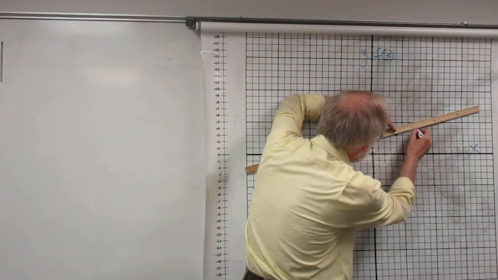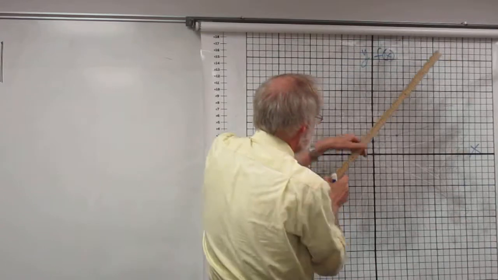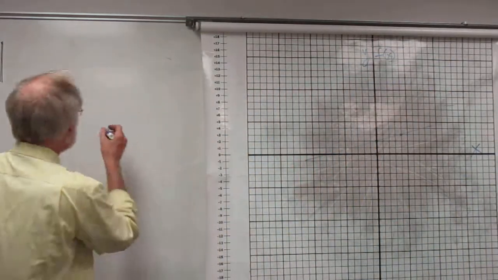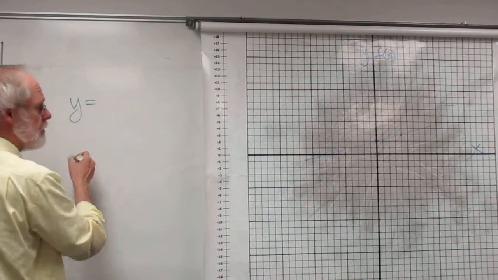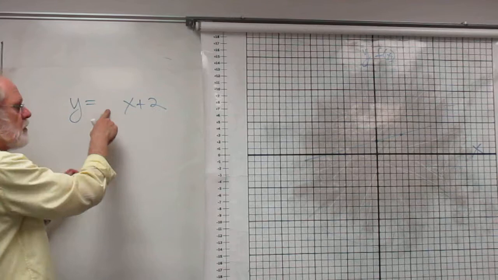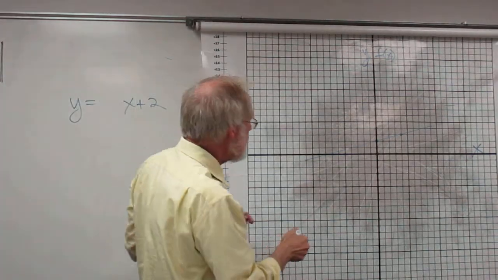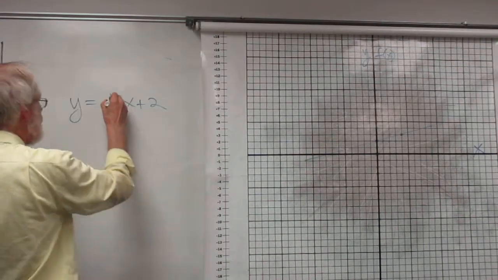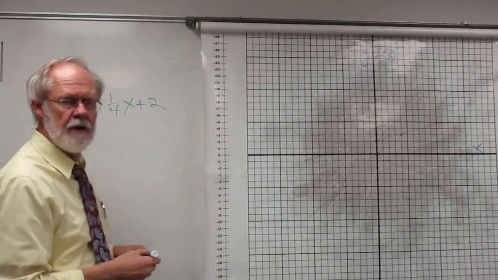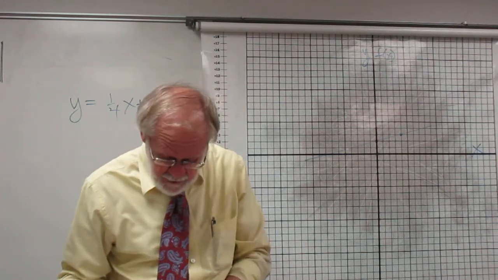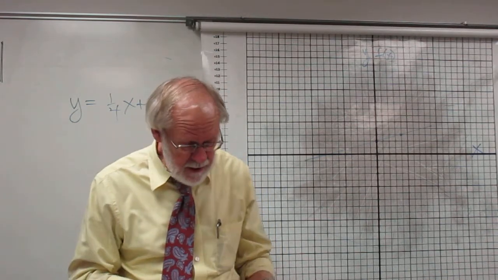Now I'm going to draw this line. Okay, and then I'm going to start with y equals, and it's going to be a plus 2 at the end. We're looking for the slope now. And the slope from this point is up 1 over 4, so that is 1/4 x plus 2. All right? Let me just see if there's anything else that I wanted to mention in here.